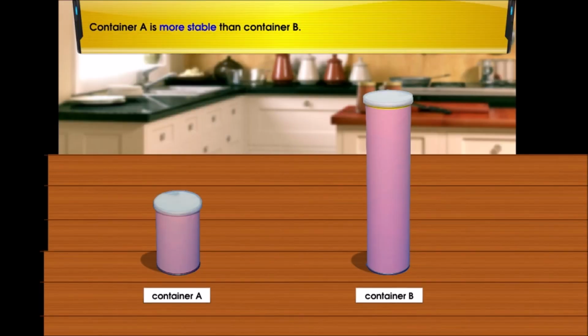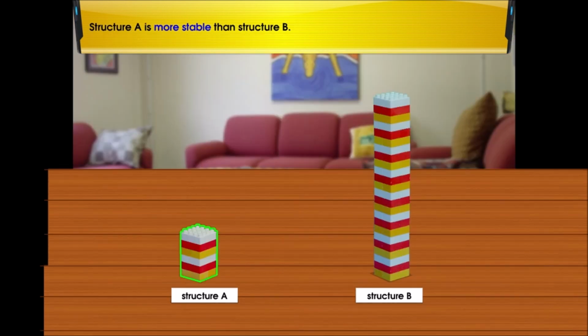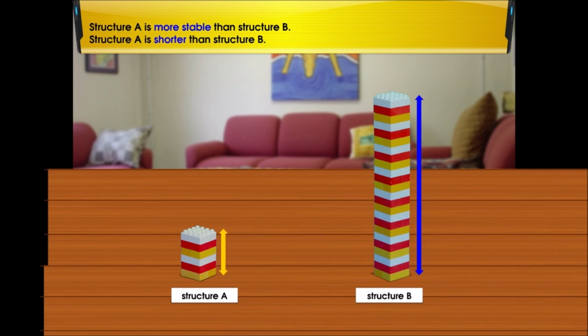Container A is more stable than container B. Container A is shorter than container B. Structure A is more stable than structure B. Structure A is shorter than structure B.